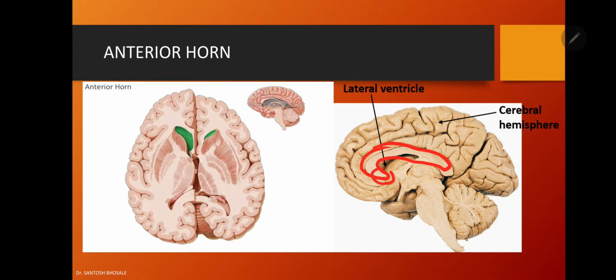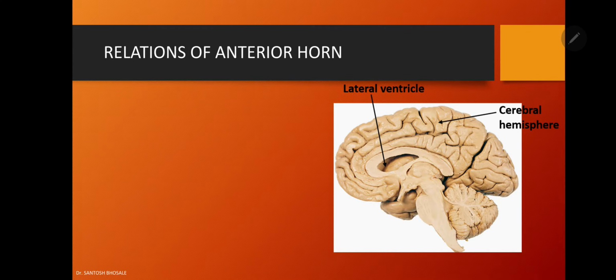What are the parts here? Rostrum, genu, body and splenium. So the anterior horn is closely related to the anterior parts of the corpus callosum. That is, it is related to the rostrum, genu and the body. Let us see. You can see there. Coming to the relations of the anterior horn, you can see the roof is formed by the body of the corpus callosum there.